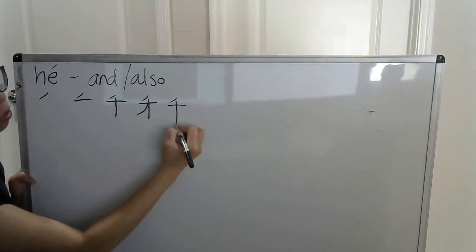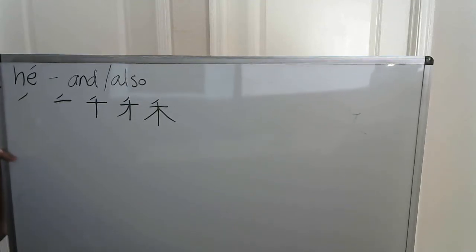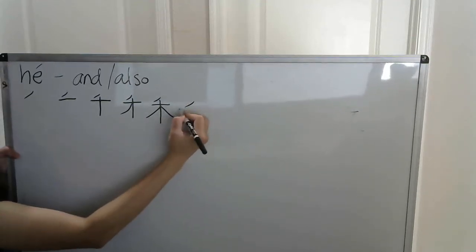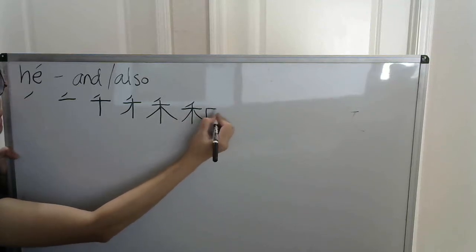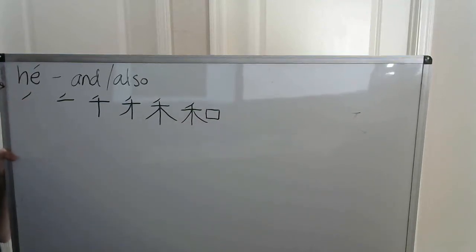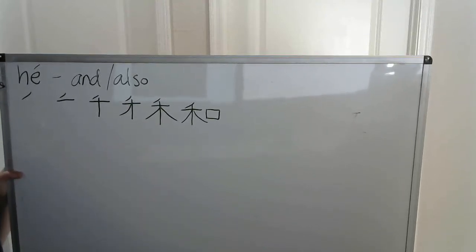撇横竖撇 and a 捺. 撇横竖撇捺 and on the right we're going to do a 口. We've learned that 口 before. And there's your 和. Easy peasy.